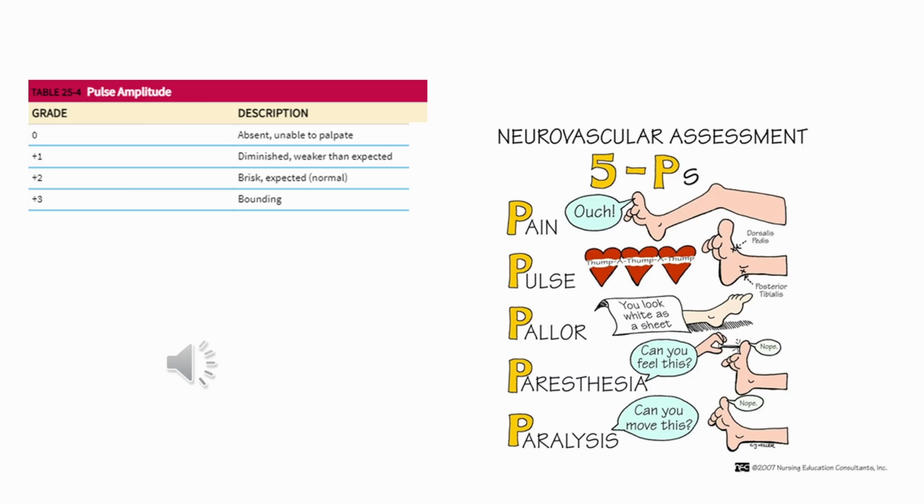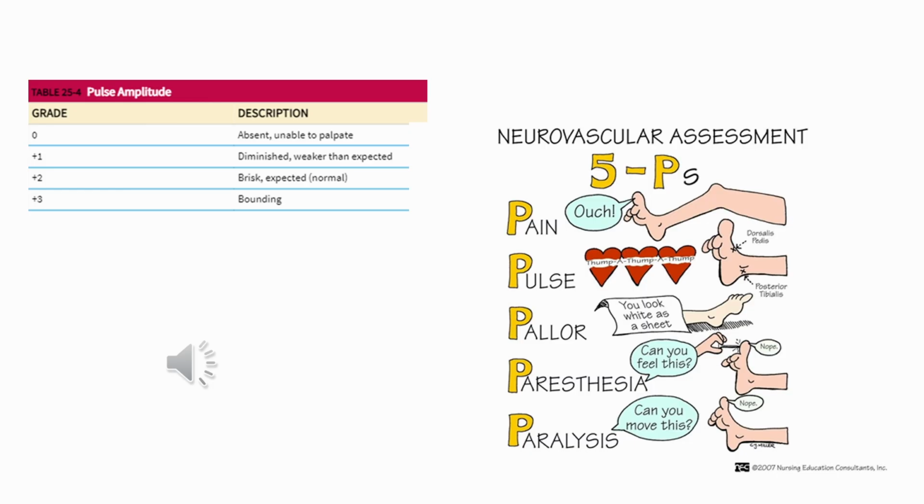A grade of +1 reflects a diminished pulse that's weaker than expected. A grade of +2 represents a brisk, normal pulse, and a grade of +3 indicates a bounding pulse, which may represent an underlying condition such as fluid overload or a high cardiac output. So when we're assessing pulses in patients with PAD, again, we always want to compare bilaterally to detect any asymmetry. The posterior tibial pulse, again, is the most reliable indicator of arterial function in our lower extremities.